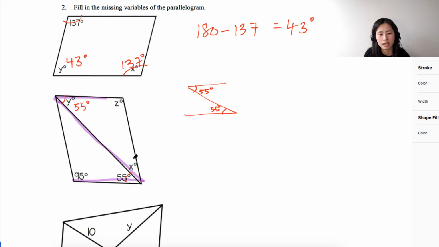Does that make sense? And then in order for you to solve for x, remember, because it's a rhombus, the opposite sides are supplementary. So if this is 55, in order for you to find the whole thing, which is this, not just 55, all you have to do is take 180 minus 95, and that's equal to 85 degrees. So the whole thing is 85 degrees.